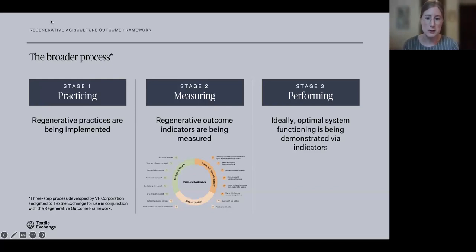So really excited to be sharing this framework with everyone here and encourage others to adopt it, potentially as an approach to help farmers along the regenerative journey and structure how a company can measure and track regeneration in their supply.